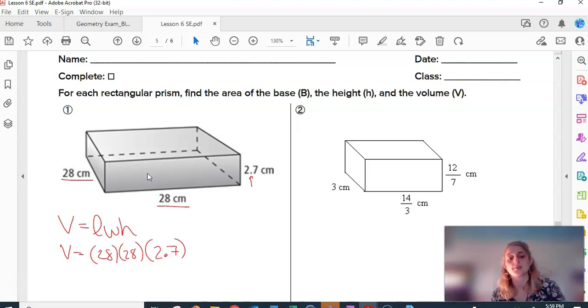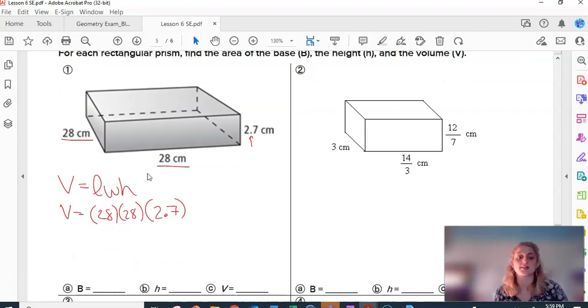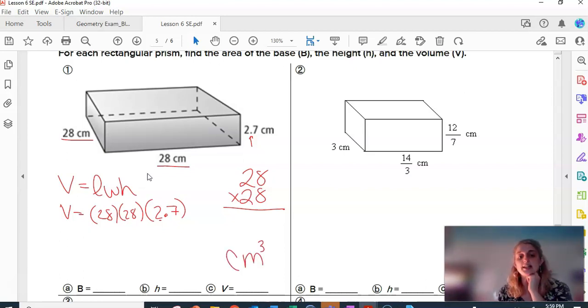So then you're going to start multiplying. I know they're kind of big numbers, but we're not using calculators. So, off to the side, 28 times 28, set it up, multiply it out. Then we're multiplying it times, you can pretend it's 27, but then remember to put your decimal back in. You need your units. They are centimeters. There are 3 of them that you multiplied together.